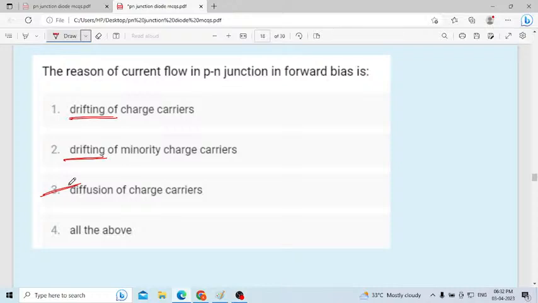We use drift voltage, but we will not use diffusing, we will use diffusion. Even if they give diffusion of charge carriers, this may be correct, but compared to these two, this is the wrong word. The next one, diffusion of minority charge carriers, we use in reverse bias, not in forward bias. This would be the correct answer for reverse bias, not forward. Here they are asking for forward bias, therefore the correct answer for this question is diffusion of charge carriers.